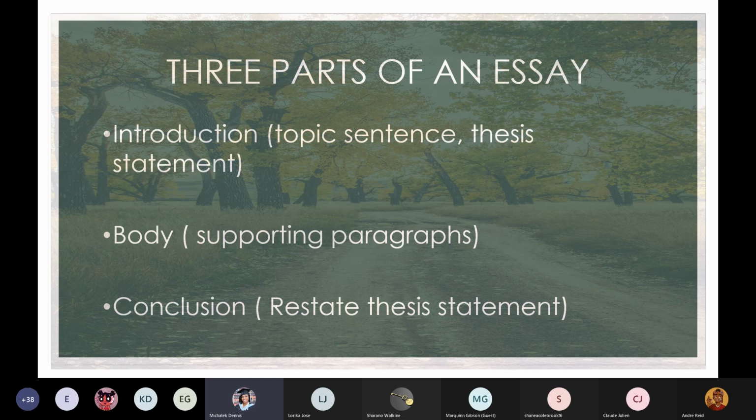Can someone tell me what a thesis statement is? What does this thesis statement do, or what's the purpose of it? Why do we need a thesis statement in your introduction paragraph? Come on. What is a thesis statement? Or why do you need it? Okay, I see someone says to tell what the story is about. Now remember, we're not talking about a narrative. A narrative tells a story, right? Anyone else?